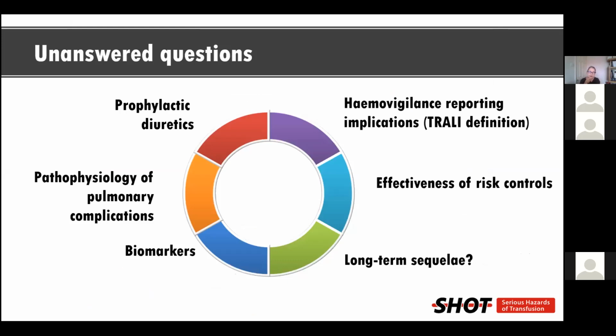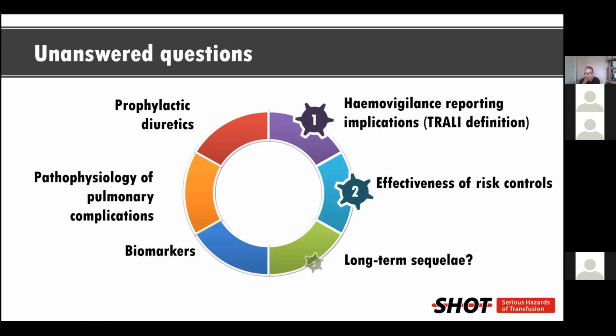We're left with a number of unanswered questions, and similarly to what Helen's gone through with the neonatal and paediatric ones, I think these are probably the top questions. Vigilance reporting implications relating to the TRALI new definition that was published in 2019. This is not validated at the moment for haemovigilance, and so we are in discussion about how we might tackle that at the moment. We don't know the effectiveness of risk controls that we can currently take, like the use of diuretics and the TACO checklist, for example.